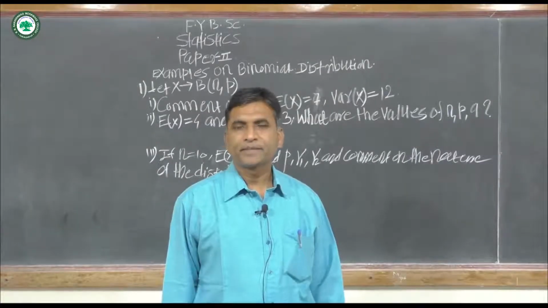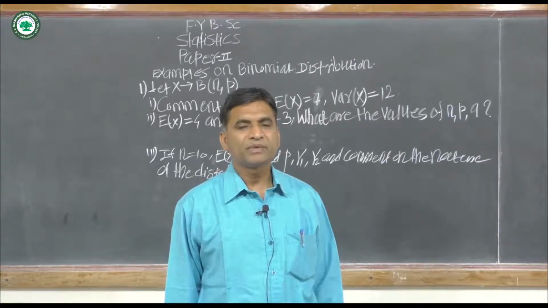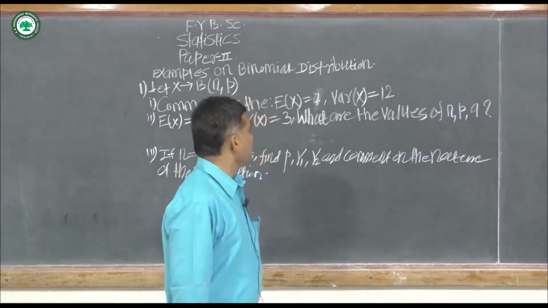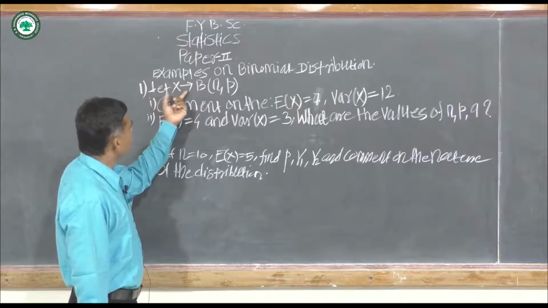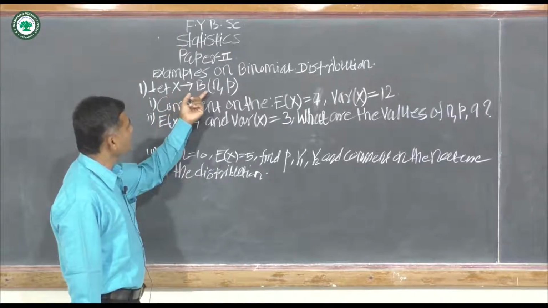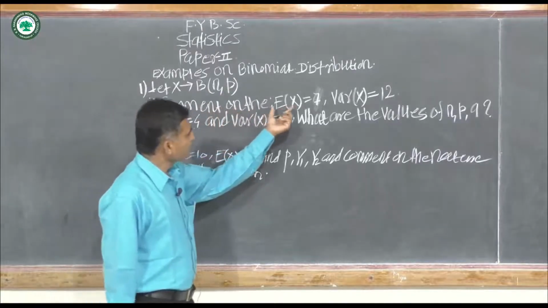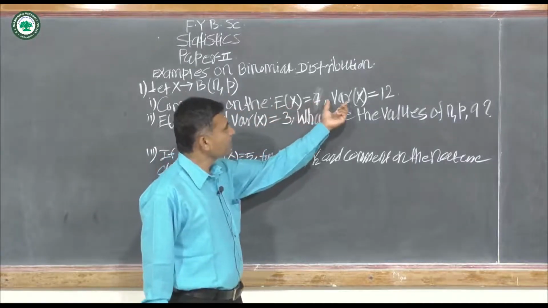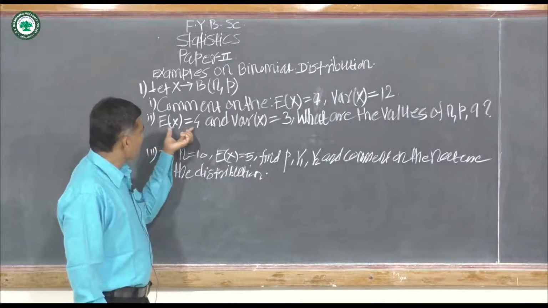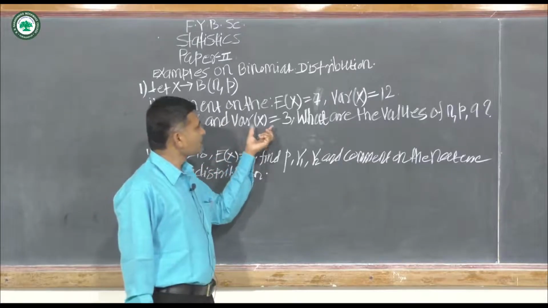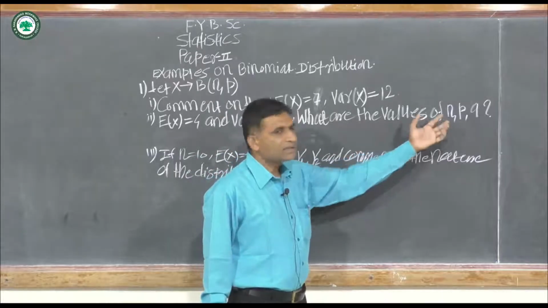Hello student, in this video lecture I am going to solve some examples on binomial distribution. The first example is: let X follow a binomial distribution with parameters n and p. Then comment on the expected value of X equal to 7 and variance of X equal to 12. The second bit is expected value of X equal to 4 and variance of X equal to 3, and what are the values of n, p, q?